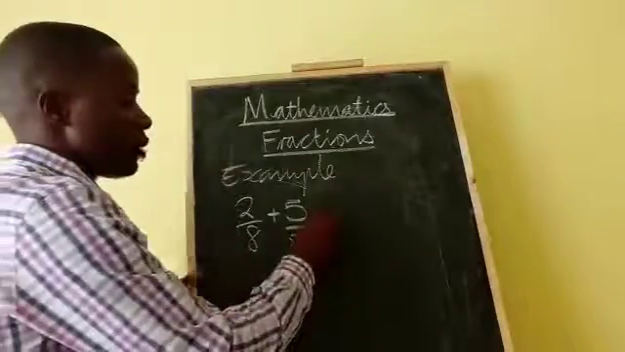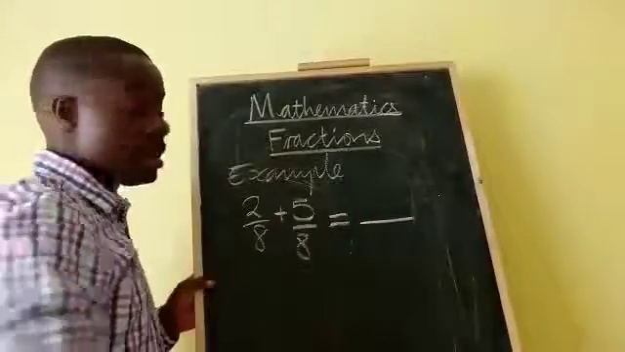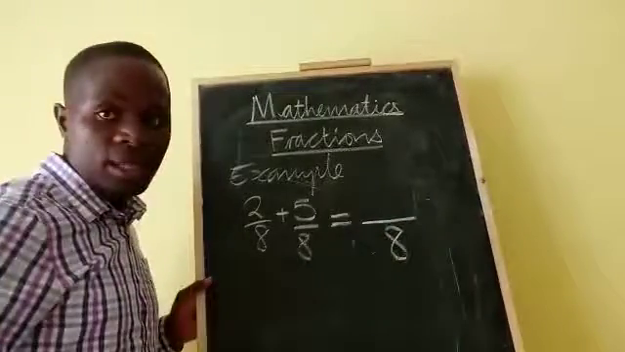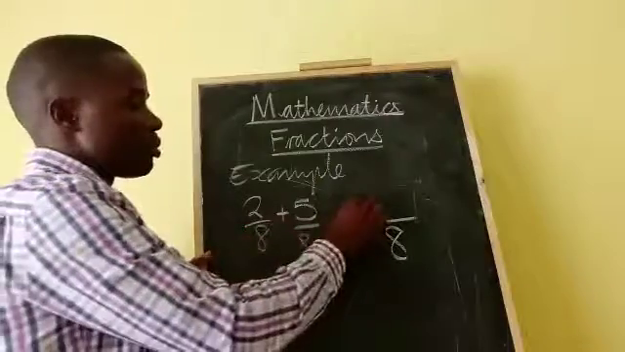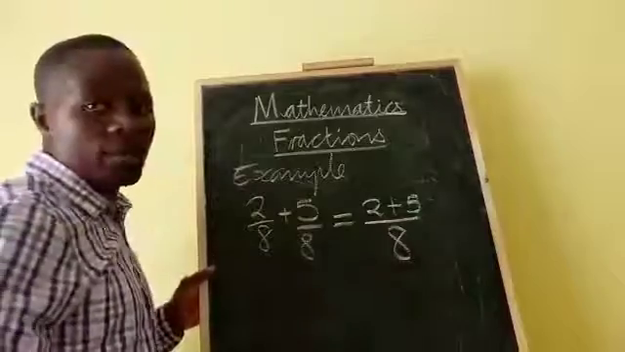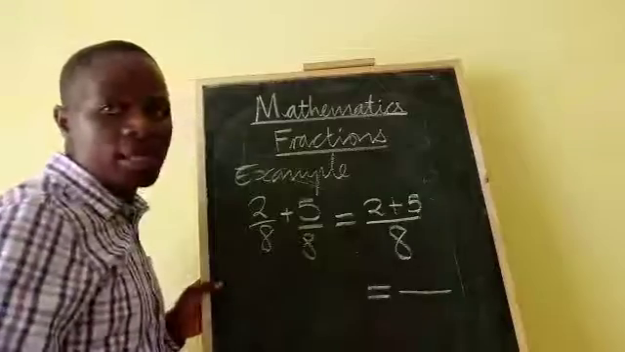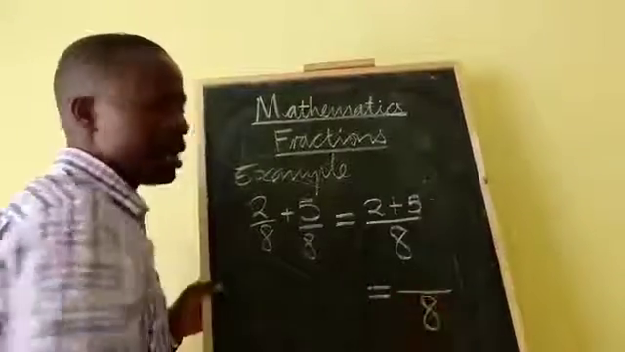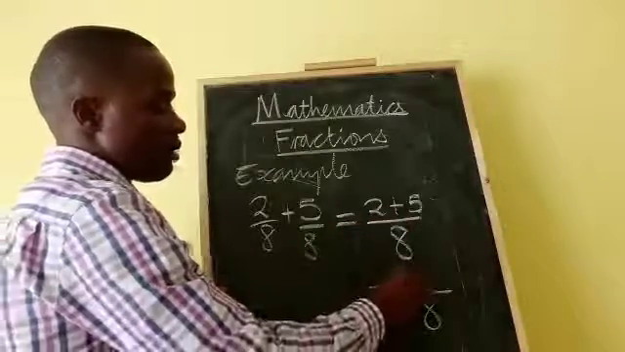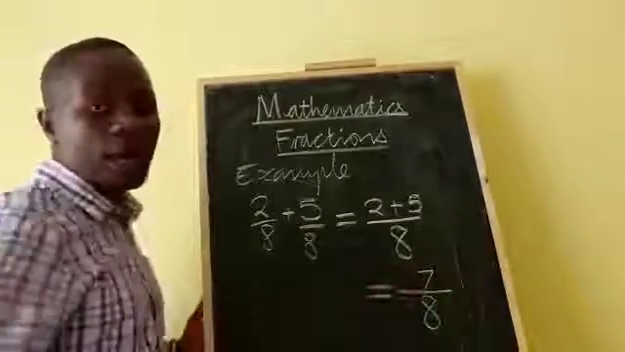So what you do, you write your equal sign like that. You put the symbol for division. Then you write, since the denominator is the same, you write 8 as your denominator like that. And then you go to the numbers on top, which you say 2 plus 5. Then you say 2 plus 5, that will give us what? 7. So the answer that we have found here is 7/8.